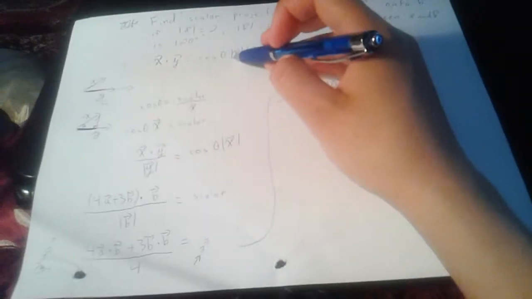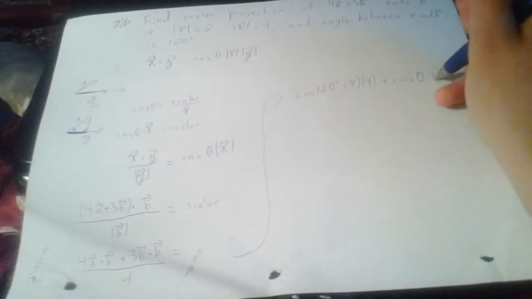Plus, this time we have 3b's dotted with 1b. The angle between these two vectors is going to be 0, because they're basically the same vector. Cos 0 degrees, and then times the magnitude of x, which in this case is b, so 4 times 3, because there are 3 of them. That's times 12. And then times the magnitude of b, which is 4. All divided by 4.